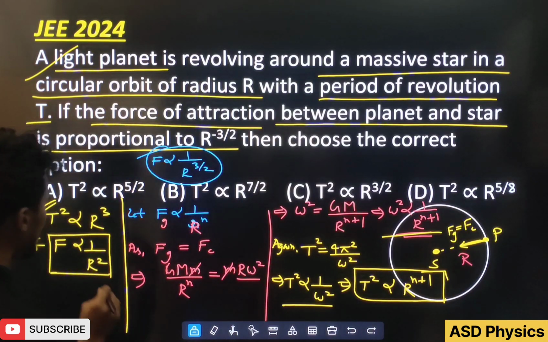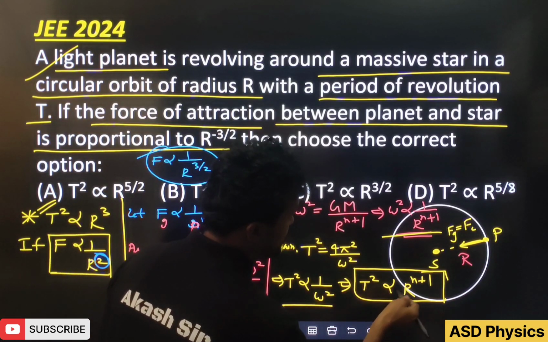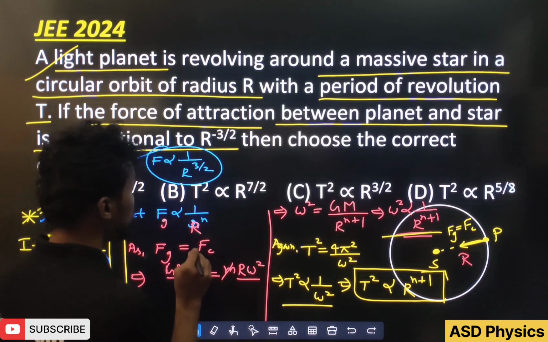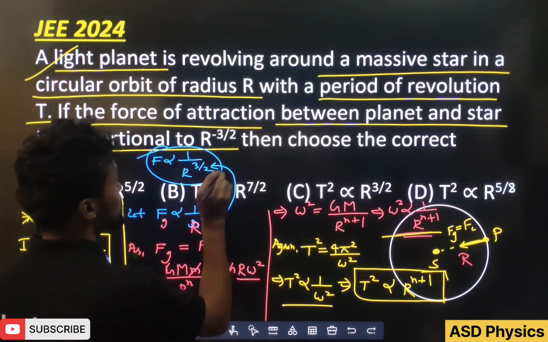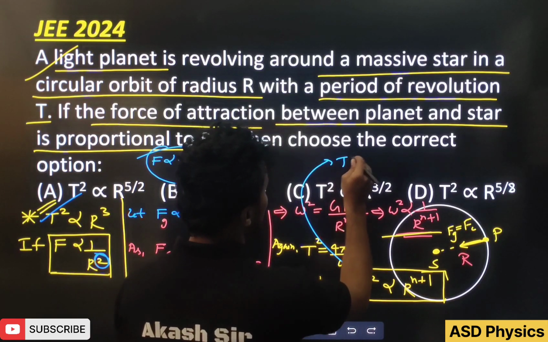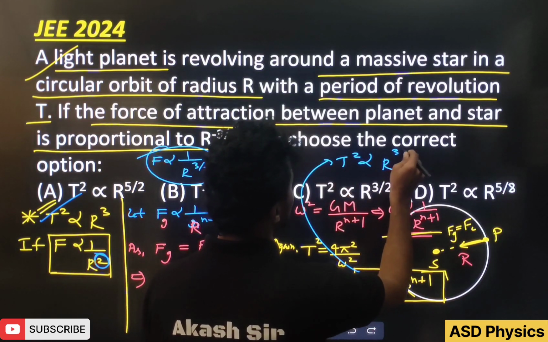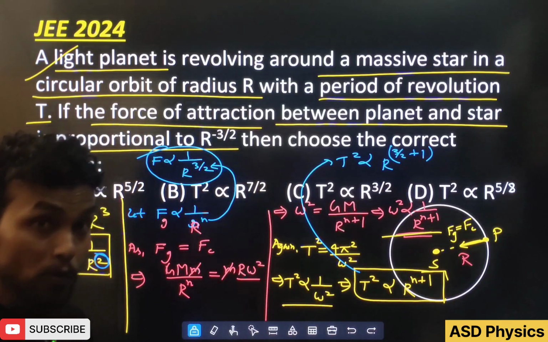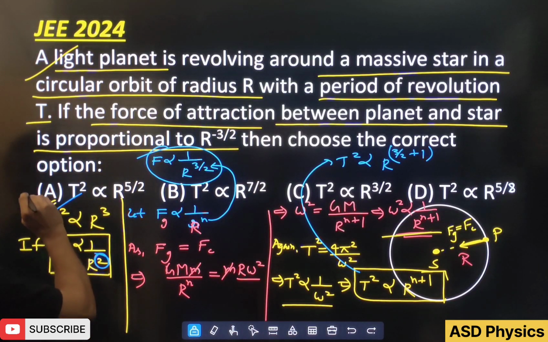See here, please, the value of n in this situation? In this situation, the value of n is 2. So it will become T square directly proportional to r to the power 2 plus 1, that is 3. But here the value of n is how much? The value of n is 3 by 2. So just put the value here: T square directly proportional to r to the power 3 by 2 plus 1. So 3 by 2 plus 1, how much? 5 by 2. That means which option is correct here? The correct answer is the option T square directly proportional to r to the power 5 by 2.